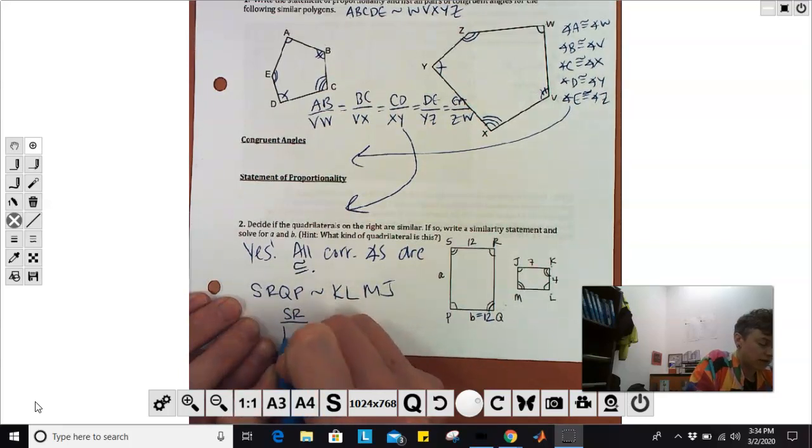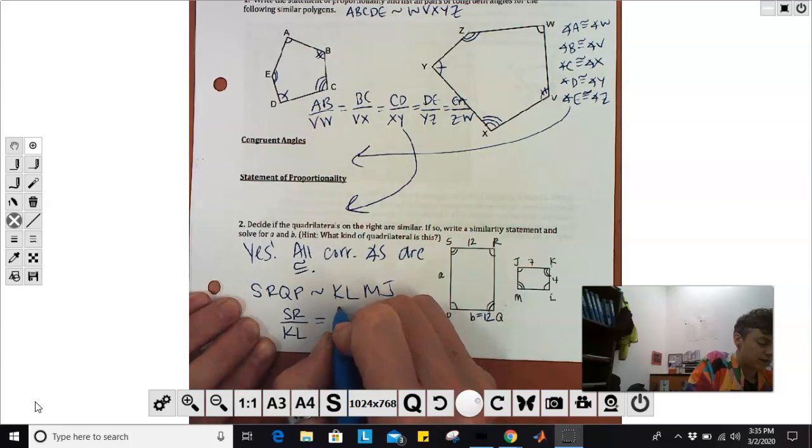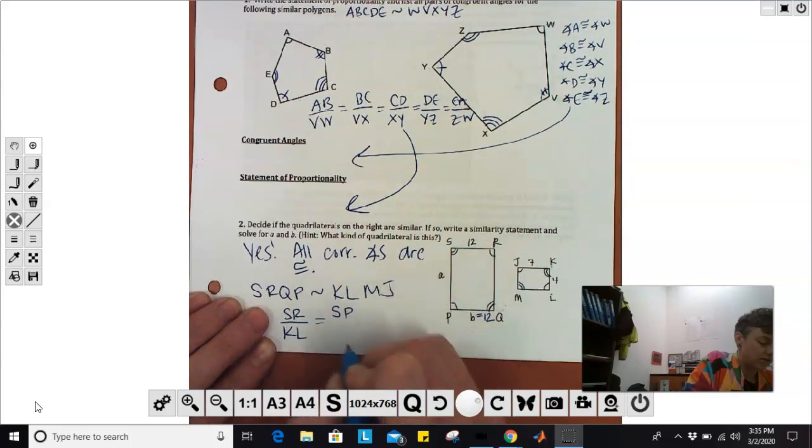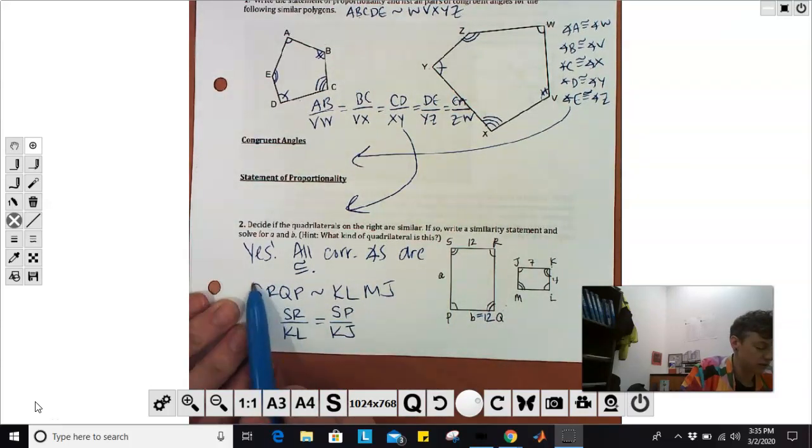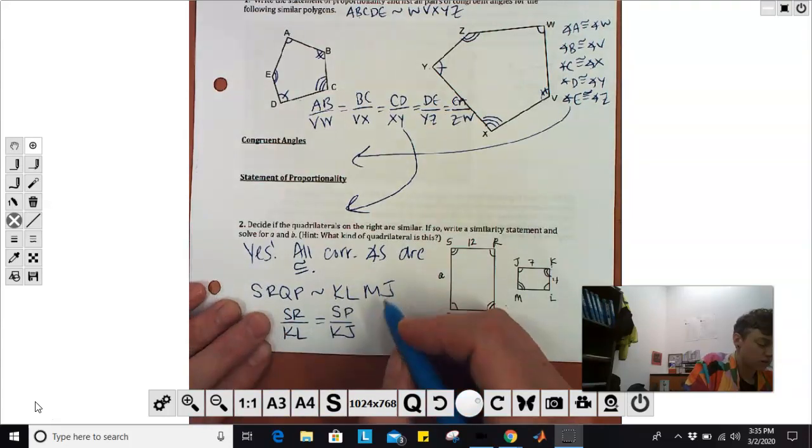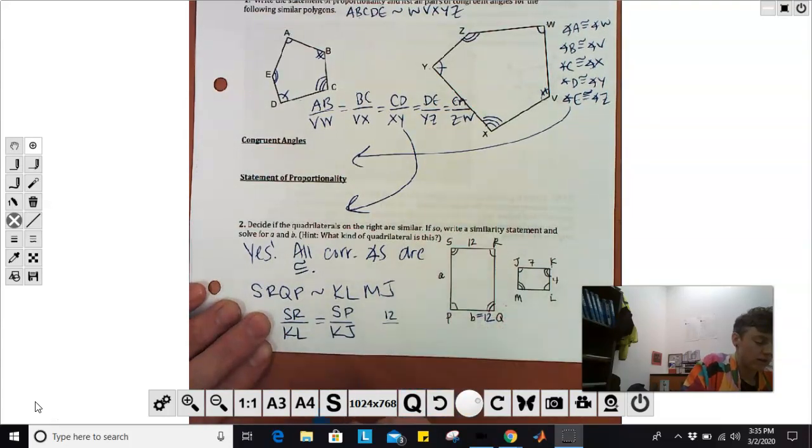SR over KL is going to be equal to SP over KJ. So I took the first 2 letters of each. SR over KL equals the first and last over the first and last. So we can fill these in with the numbers that we know. SR is 12, KL is 4, equals SP, that's the letter A we're looking for, and KJ is 7.